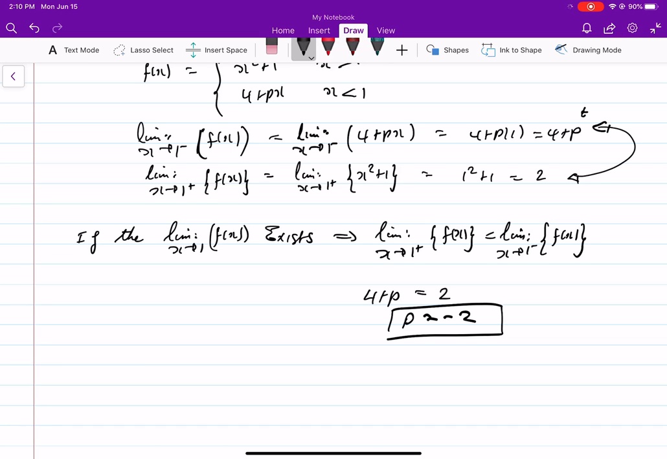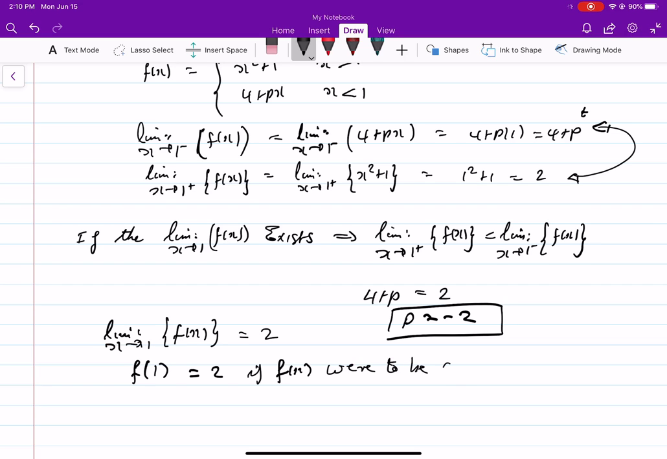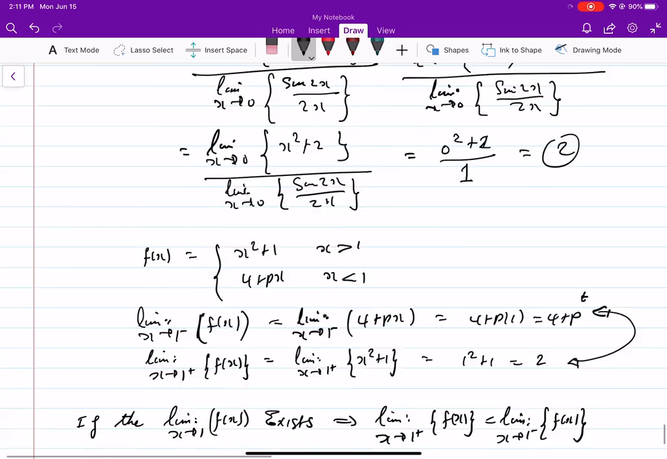From the left, it's 2. So the limit as x approaches 1 of f of x is 2. It's the same value you're approaching from both sides. And also f of 1 must be equal to 2 if f of x were to be continuous at x equal 1. And I'm done with that.